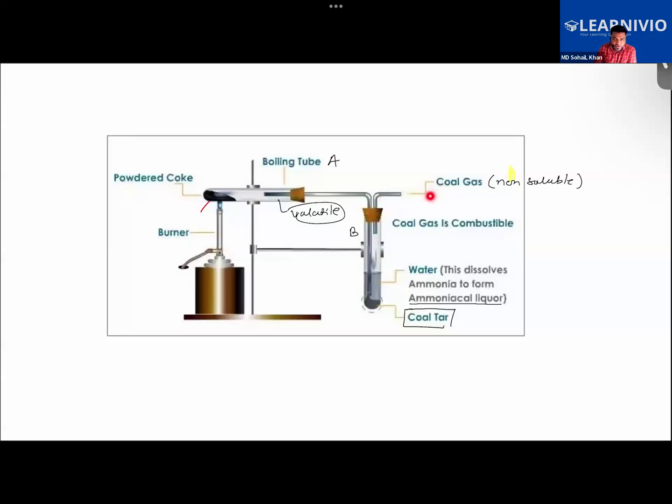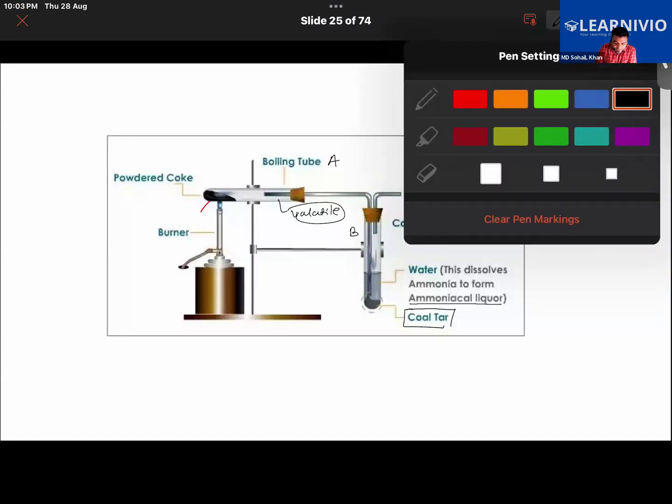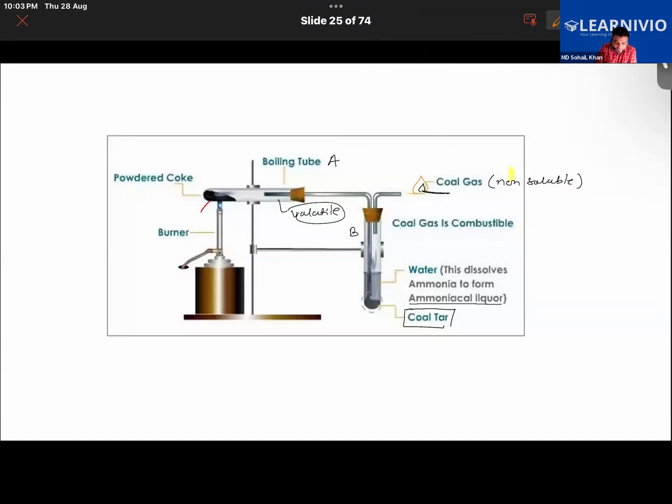How do we check for the release of coal gas? If you were to bring a lighted matchstick, the flame of the matchstick will grow bigger as it is getting coal gas, which is a fuel. Okay, is it clear? Yes, sir. Do you have some doubt in it? Tell me. No, sir. Okay.